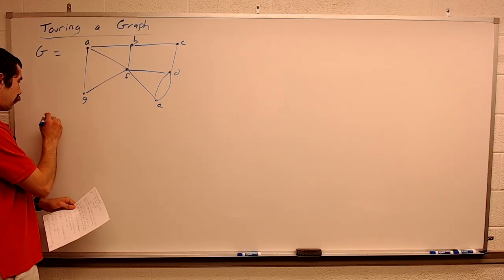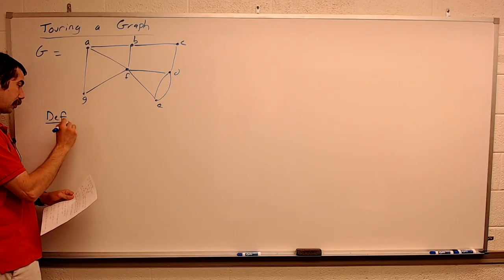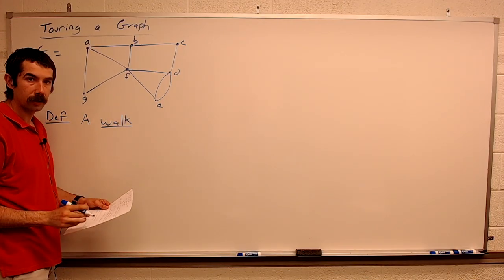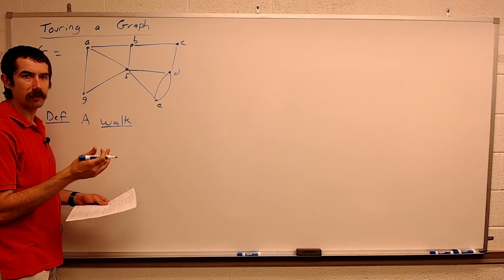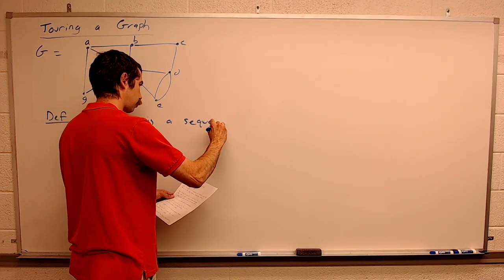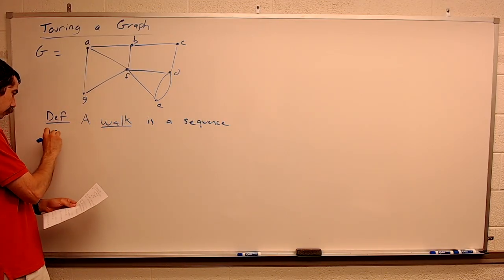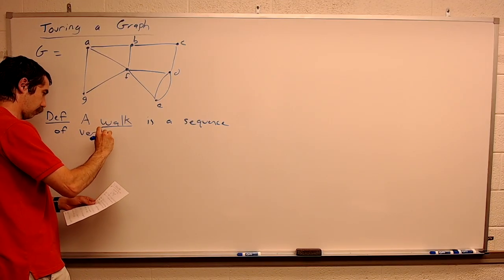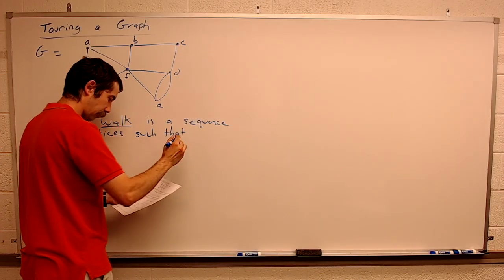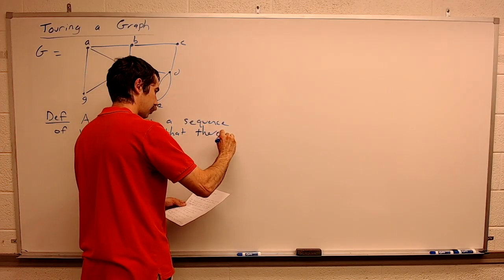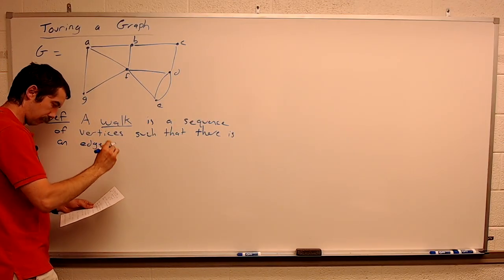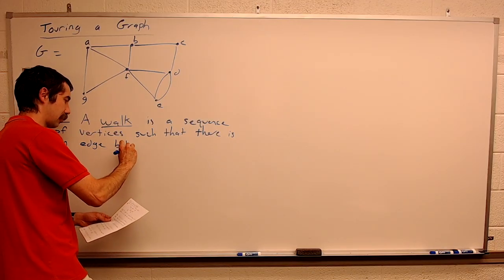Okay, so we'll start by defining what a walk is. So a walk is a sequence of vertices such that there is an edge between consecutive vertices.